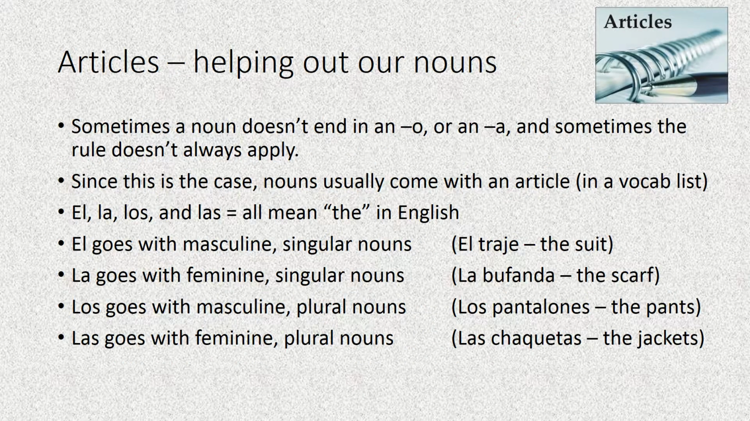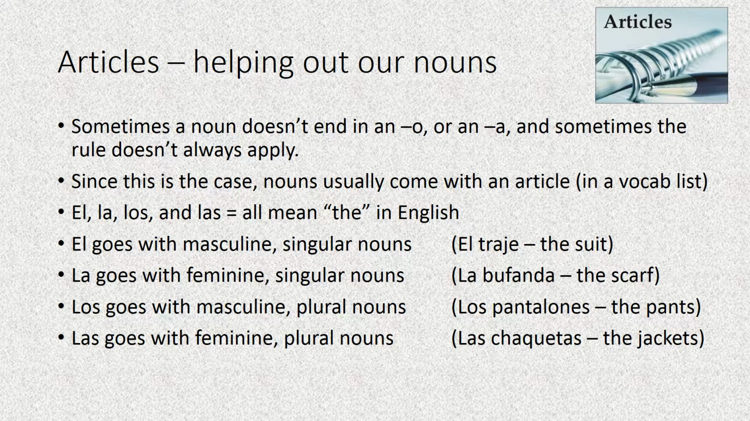So then we have what are called articles. Because sometimes a noun doesn't always end in an O or an A, and sometimes the rule doesn't apply, nouns always come with an article. And if you have a vocab list and it's got nouns on it, there's going to be articles with it. So let's do the first four common articles, which are el, la, los, and las. Now, they all mean the in English. So if you're looking down a vocab list, it might be the man, the little girl, the boy. Okay, because they all have el, la, los, or las in front of them.